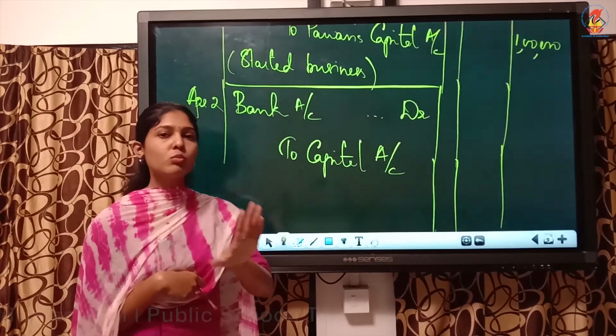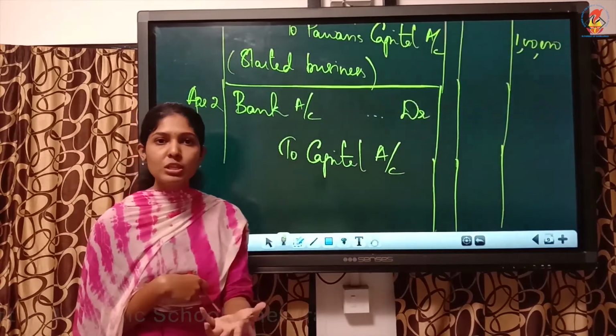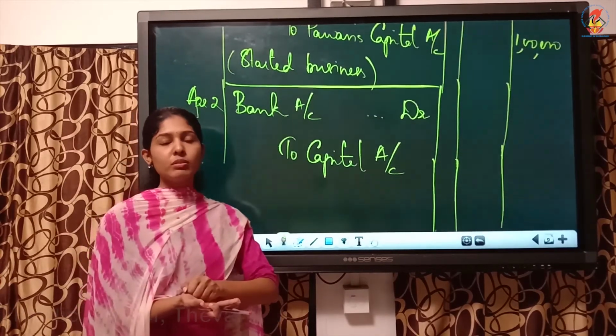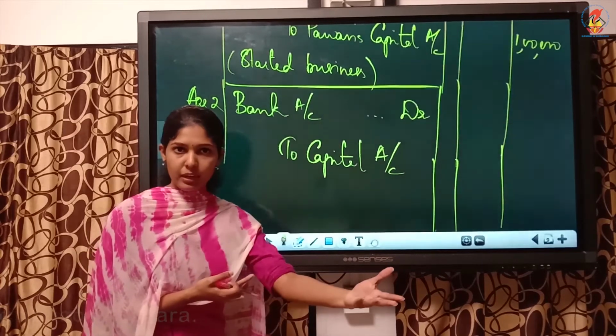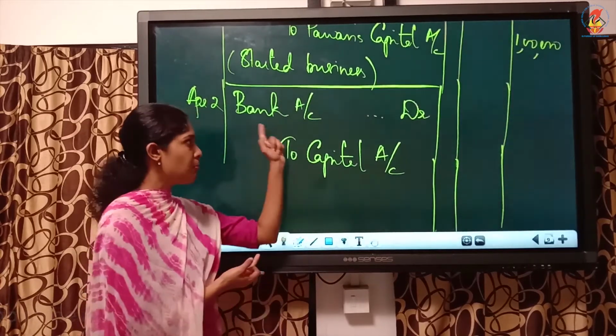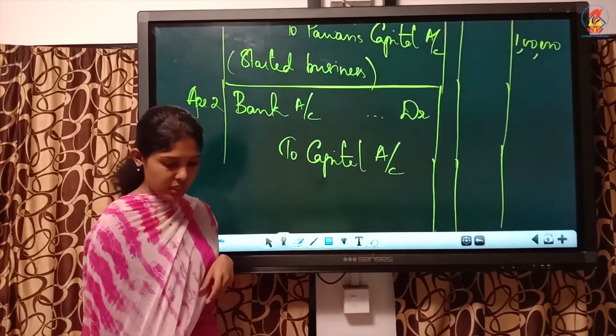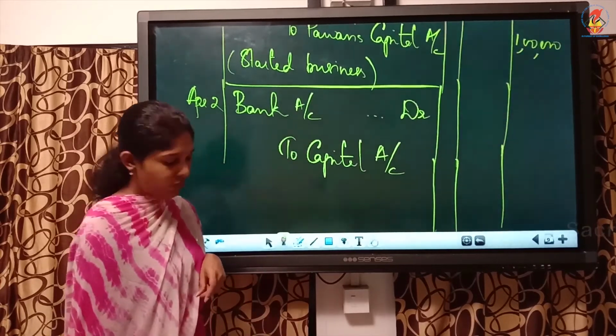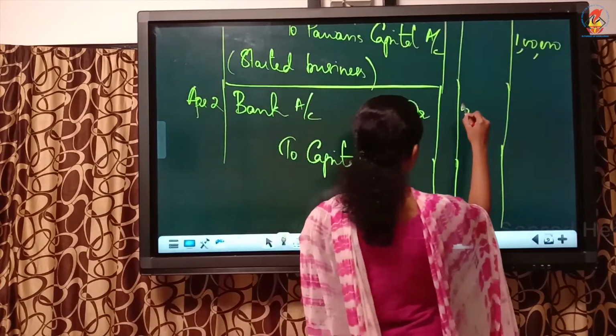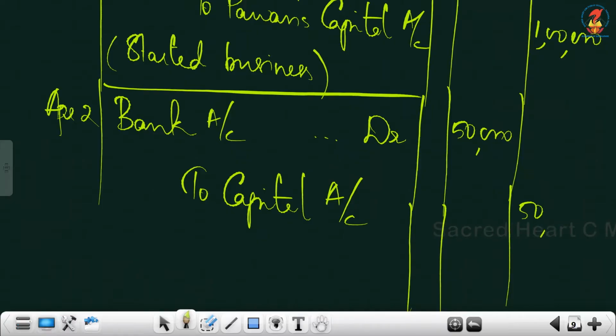Or else, if nothing was mentioned like savings, from where will you take? From your cash balance you will take and open a bank account. That time what will be the entry? Bank account debited to cash account. We have discussed that in the specimen entry. The amount here is 50,000. Narration: opened bank account.